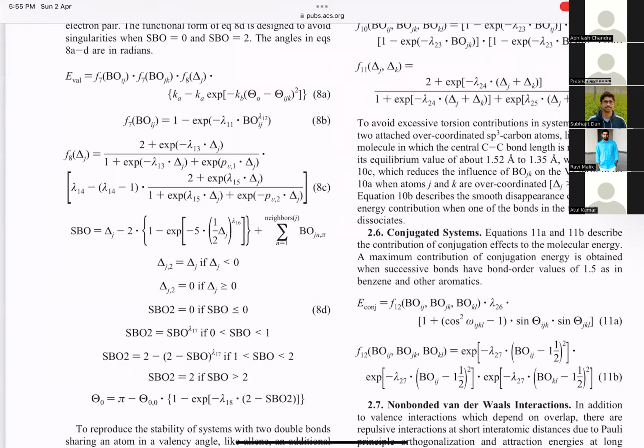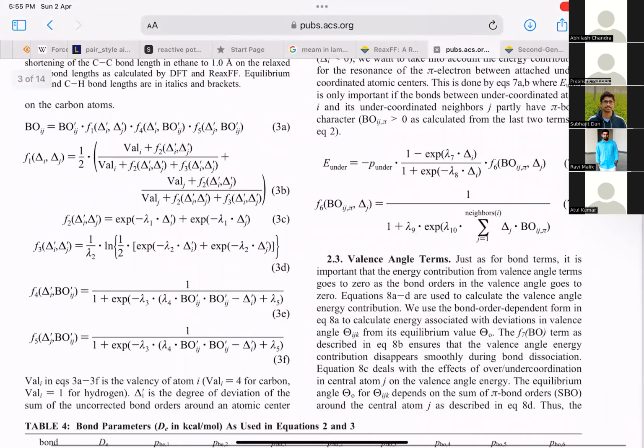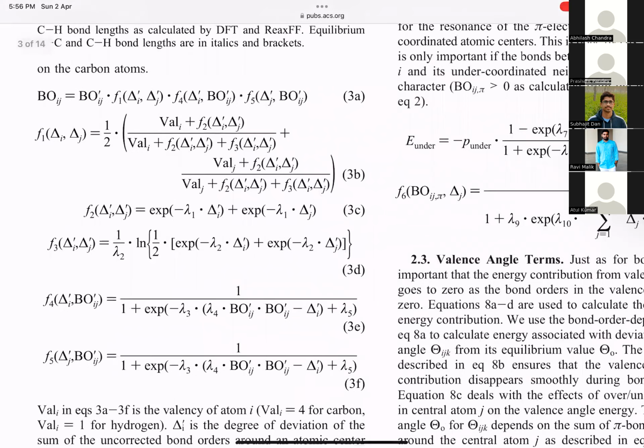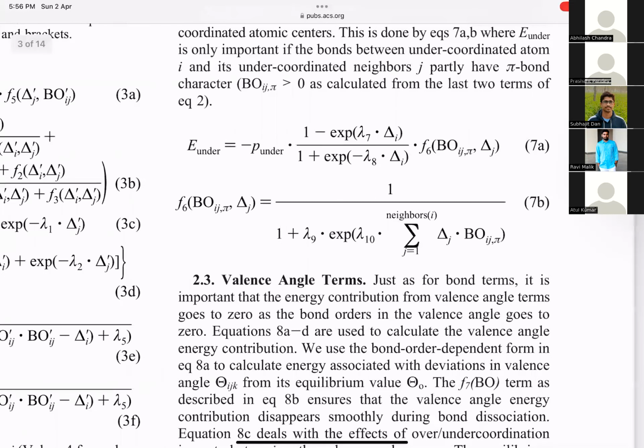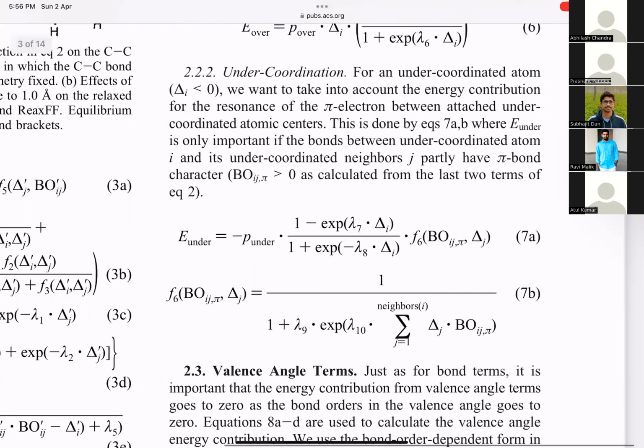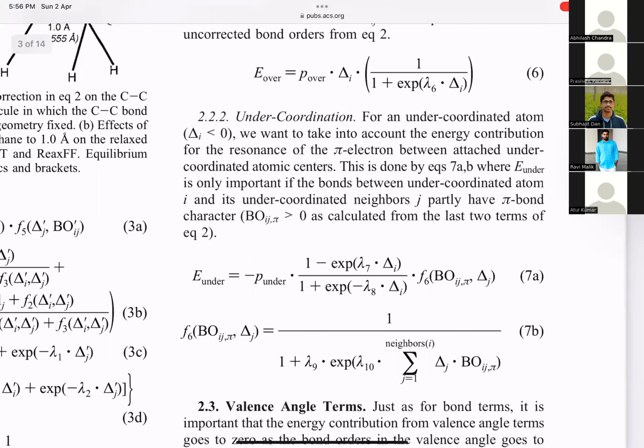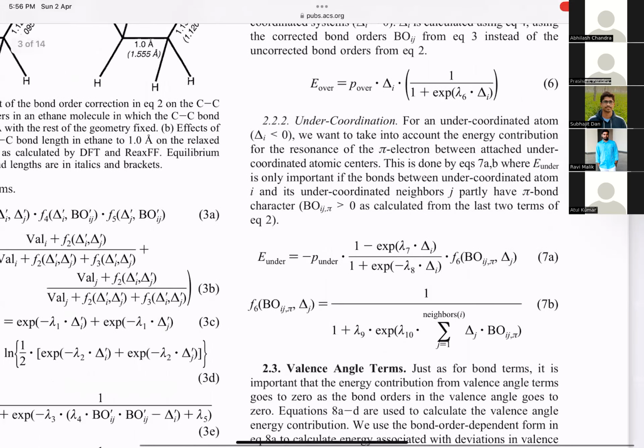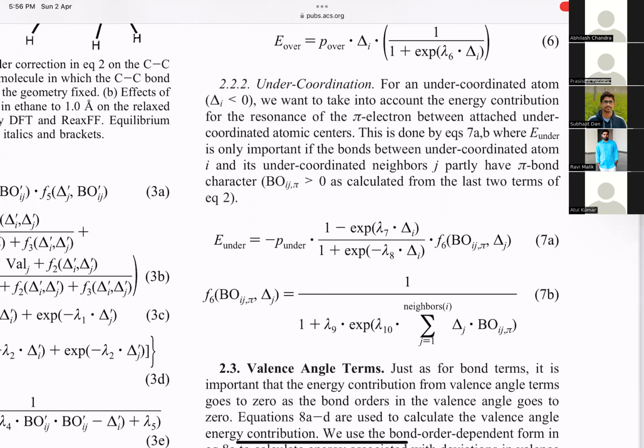Hello. Yeah, hello. One doubt I have. Can you go a little up, page up? Yeah, that's it. So under that we have the parameter term for the E under equation on your right. In this equation, there is another P under parameter term. So this is a constant value. Similarly, you have P over and P under. These will also be constant terms. Are these different for different systems or the same?